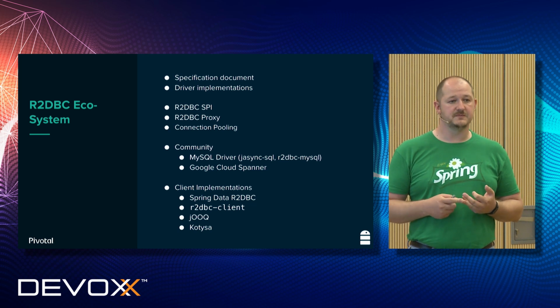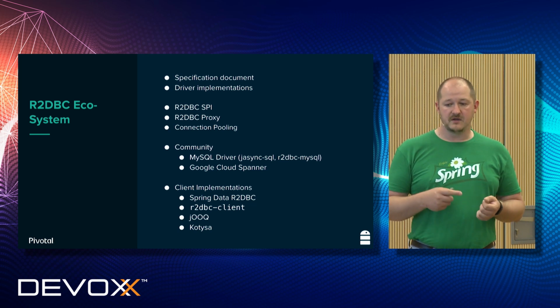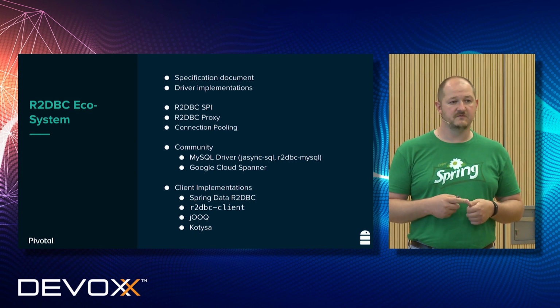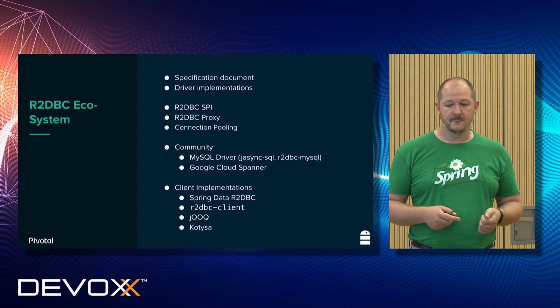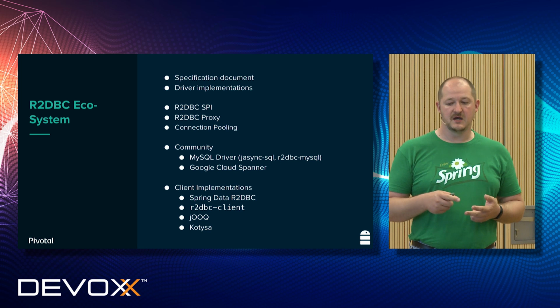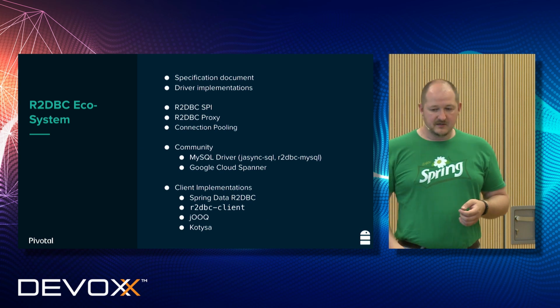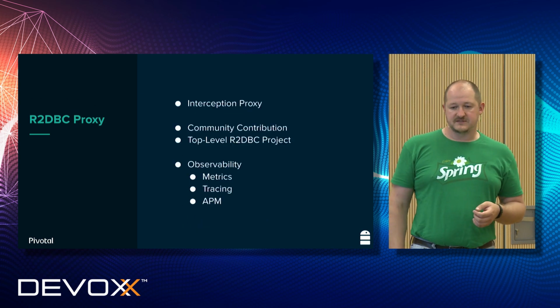We have R2DBC SPI as an artifact itself. We have R2DBC Proxy. We have connection pooling. The community has picked up on various drivers, actually 2 drivers for MySQL. Google Cloud Spanner is writing its own driver for R2DBC. We have various client implementations with Spring Data R2DBC, R2DBC Client. Jooq is picking up on that, and there's a Kotlin driver, and I cannot really pronounce that name, so I won't even try.